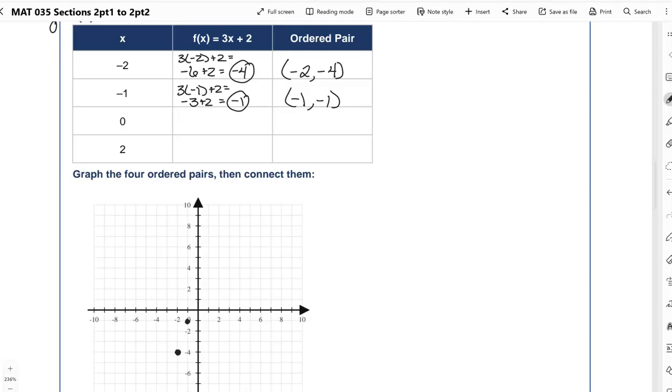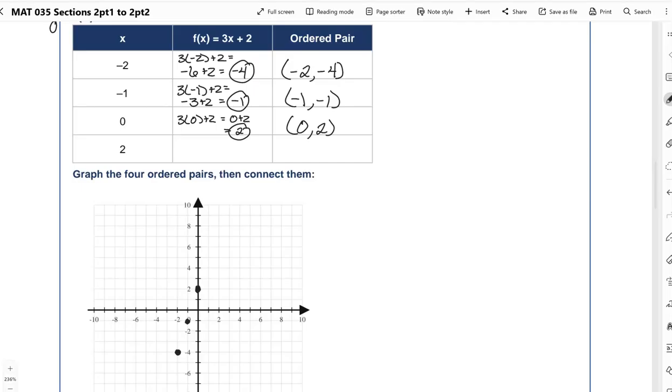Then we're going to plug in 0. Same thing, we're plugging it in for the x. 3 times 0 plus 2 would be 0 plus 2, which is 2. So my ordered pair, x is 0, y is 2. So I'm moving over 0 and up 2, so it's on the y-axis.